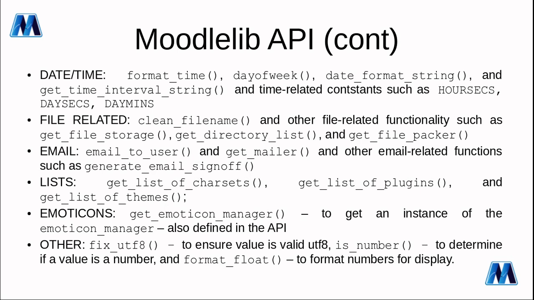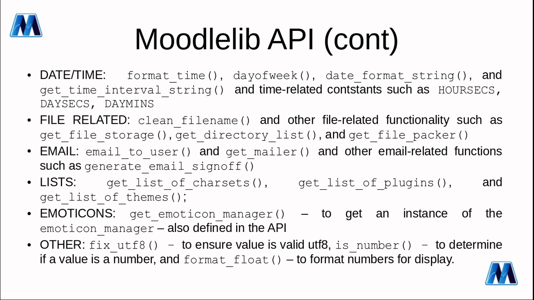That's why I called it the Swiss army knife, because it's got lots of different things within the API. You've got things for date and time, so format time, day of the week, get time interval strings, and then some constants defined like hour secs, day secs, day months. You'll come across that again in the form API, where sometimes you'll be using those.